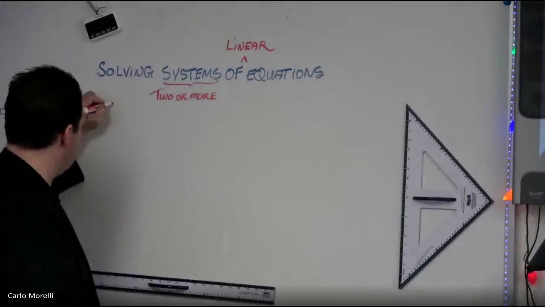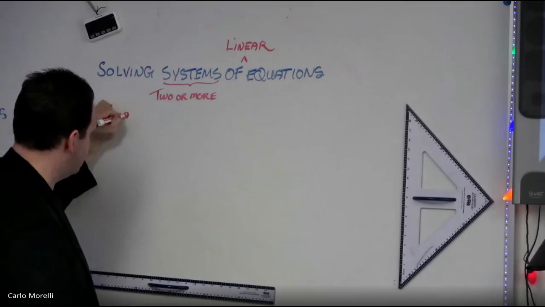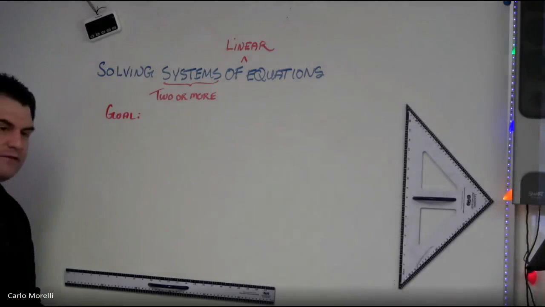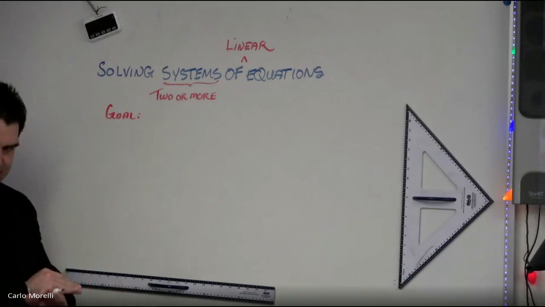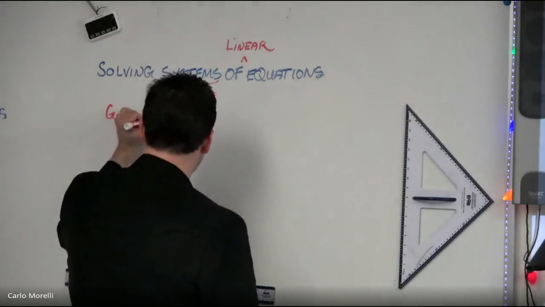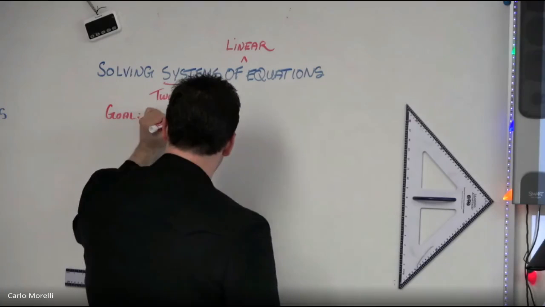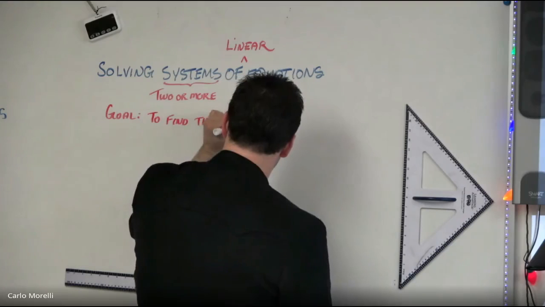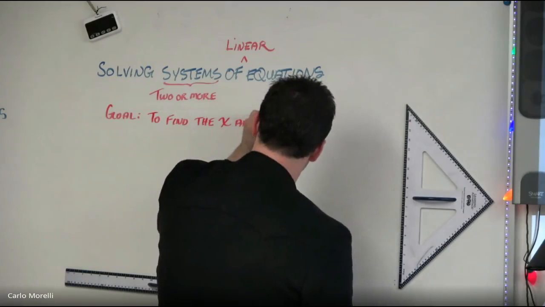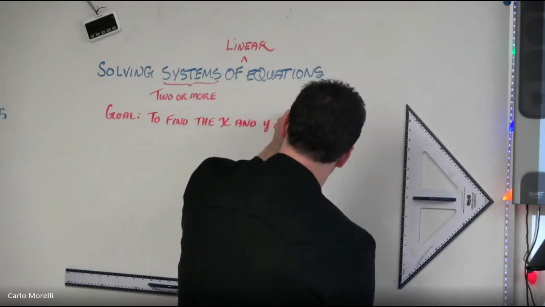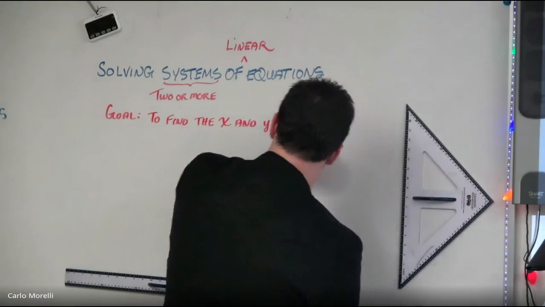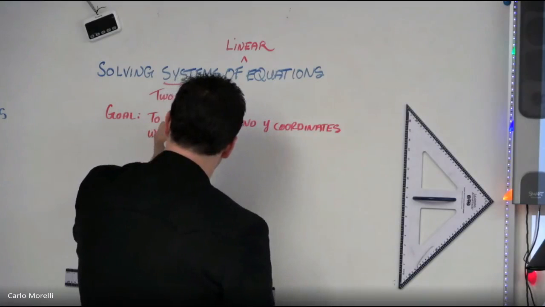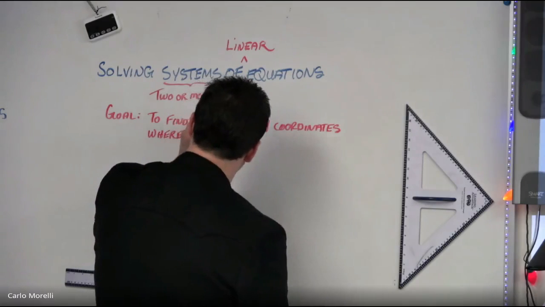And the goal of solving a system is to find the x and y coordinates where these two equations intersect. So the goal is to find the x and y coordinates where the two equations intersect.